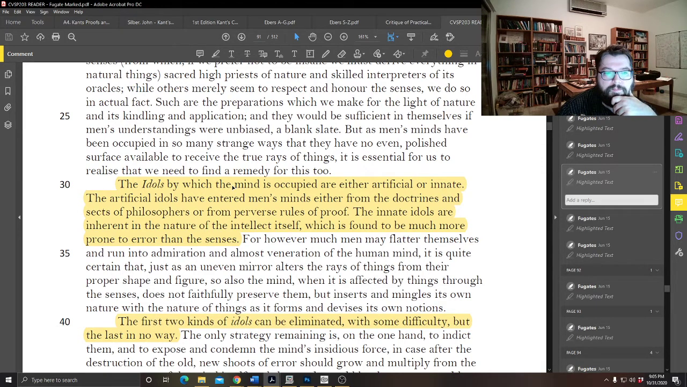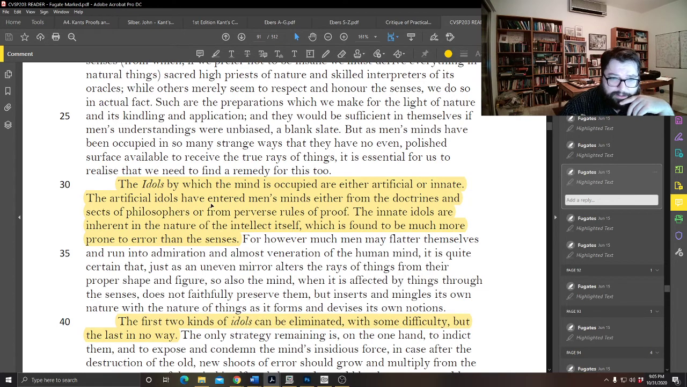He says, these idols are of two kinds. The mind is occupied by idols. These are either artificial or innate. So artificial means they're man-made. We make them ourselves. We weren't born with these idols, some of them. Other ones are innate, in our nature, such that we can't get rid of them without getting rid of our minds themselves. So some of them we can more or less rid ourselves of with practice. Others we have to constantly correct for. No matter what we do, they'll always be there and always need to be fought.